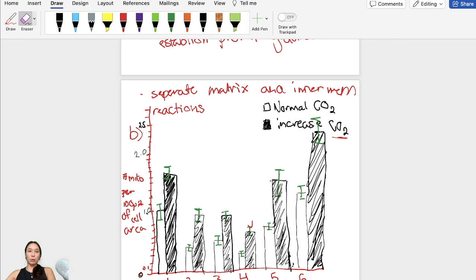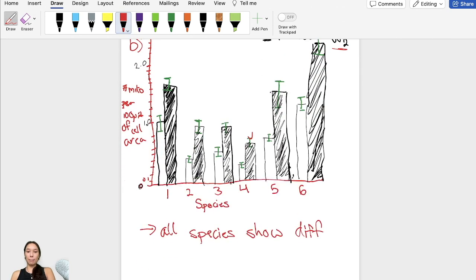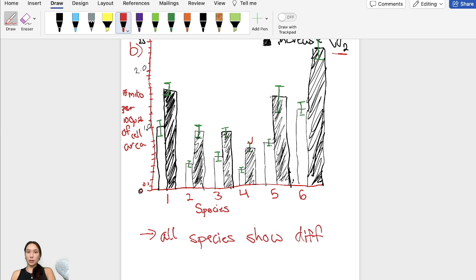So if I were to describe a relationship like that, let me extend this. It would be a positive relationship, okay? Because increasing CO2 increases number of mitochondria. So you could say positive correlation, or you could just say increase in CO2 causes increase in number of mitochondria. Okay.